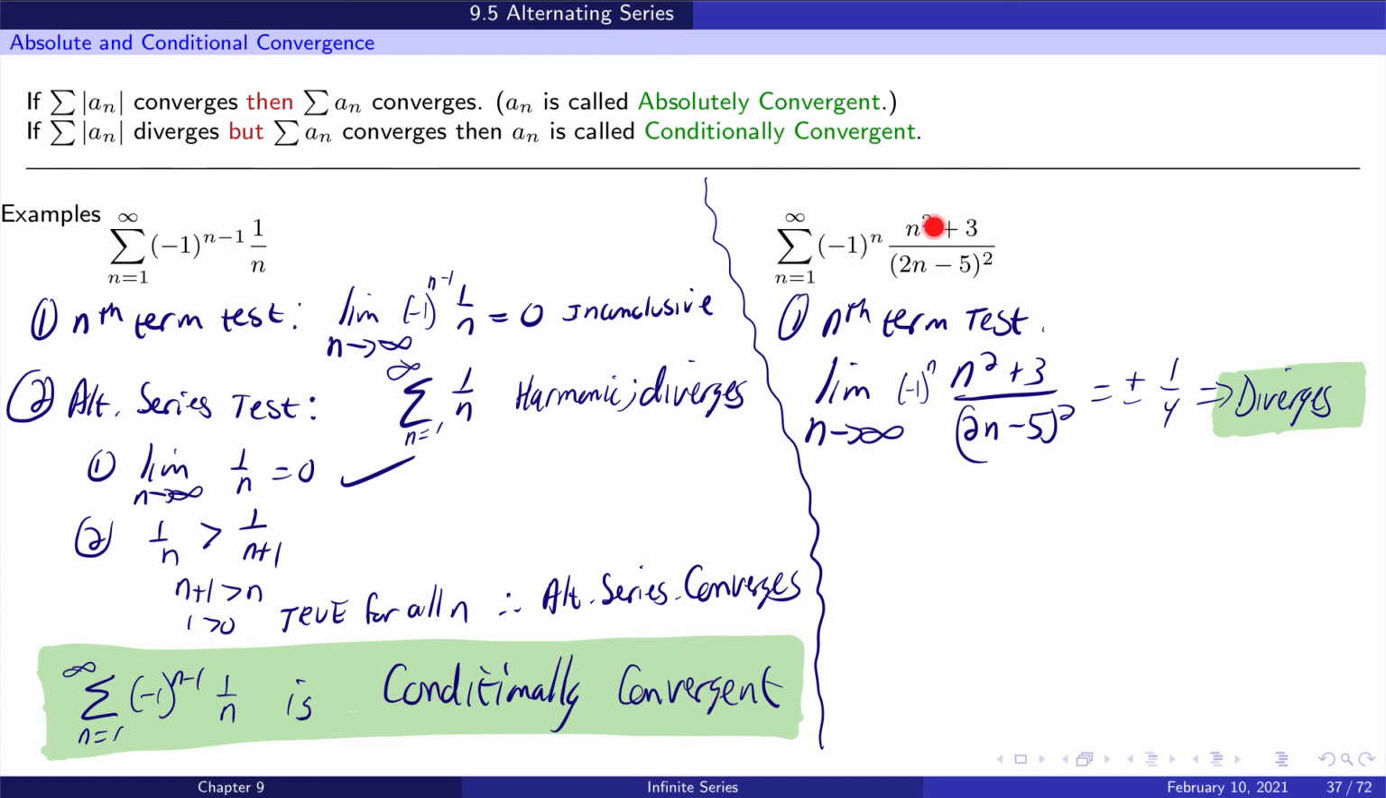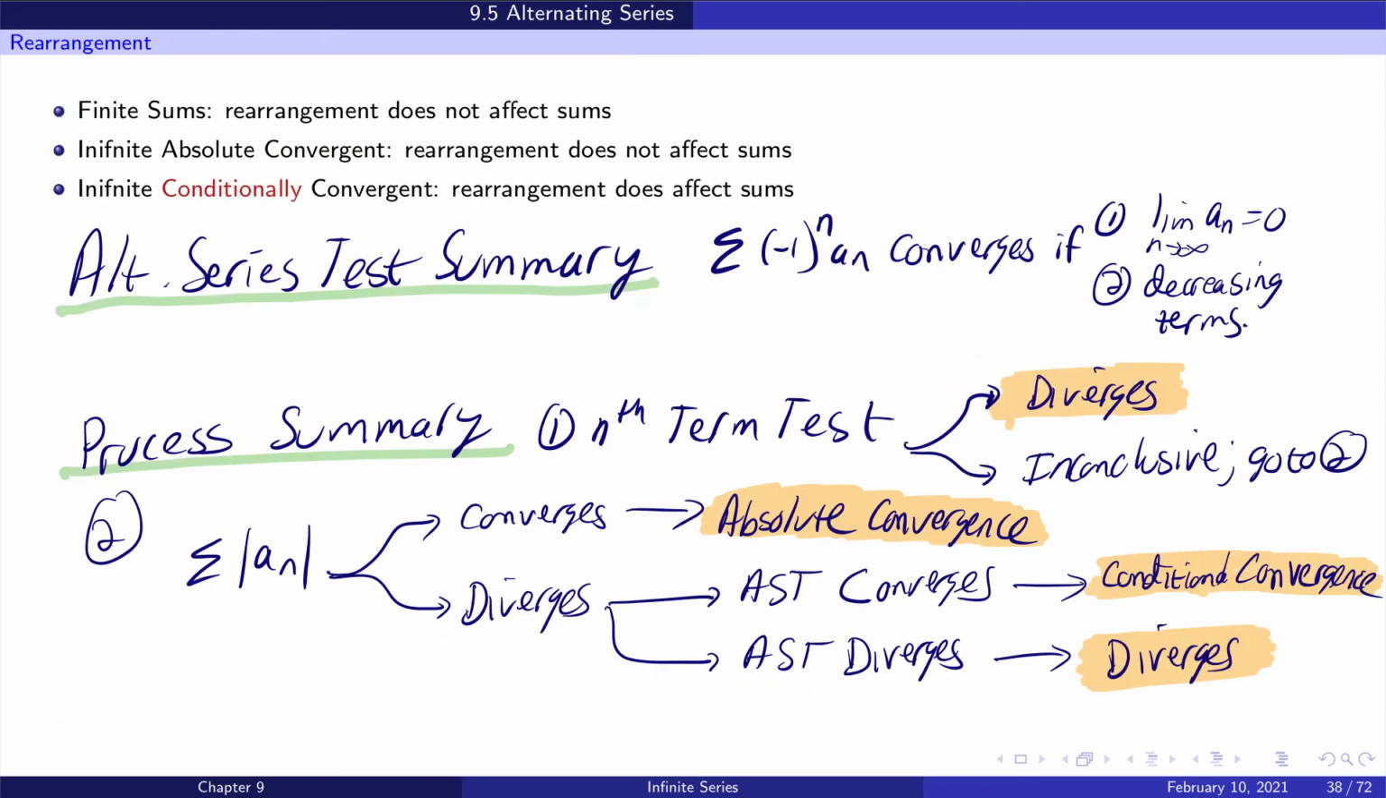Next one, same idea. Here I have an alternating series. I'm going to perform the nth term test. Take the limit of just the sequence part, the a sub n. I wind up with plus or minus a quarter. That doesn't equal 0, so this diverges. The alternating series diverges. So a summary and a little bit of a roadmap on how to do these things.